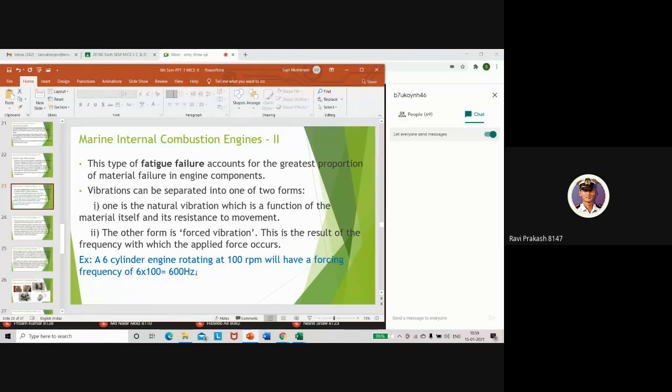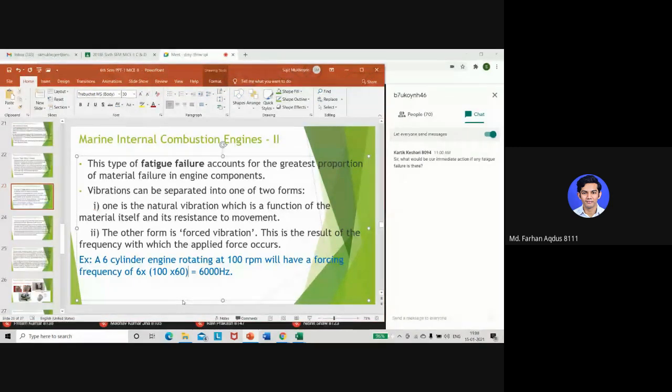But is hertz RPM or per second? It is just per second. Hertz is per second. So the 100 has to be translated into 60, isn't it? Now it makes sense, because 100 RPM should be translated as 100 into 60 revolutions per second. Anyway, the point is, for every RPM, there will be some amount of vibration, and that vibration translated will have a frequency of 6, because there are 6 cylinders. So this is what is natural frequency and forced frequency.